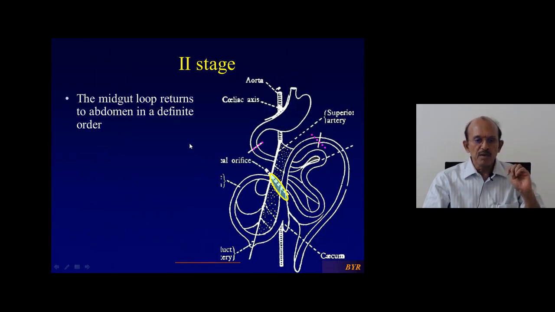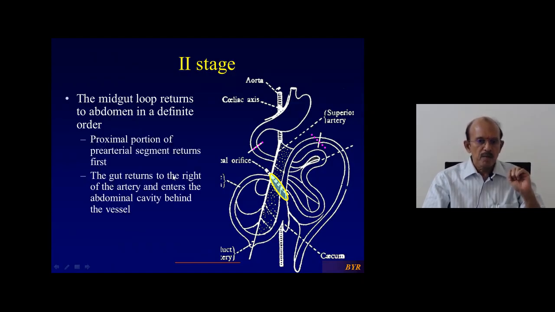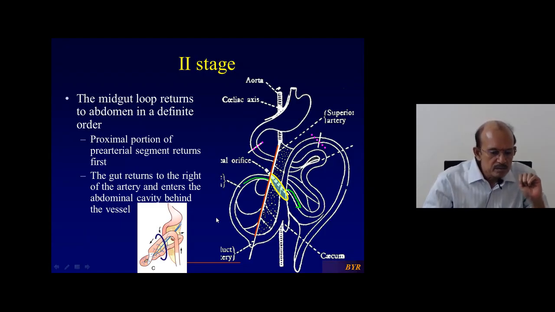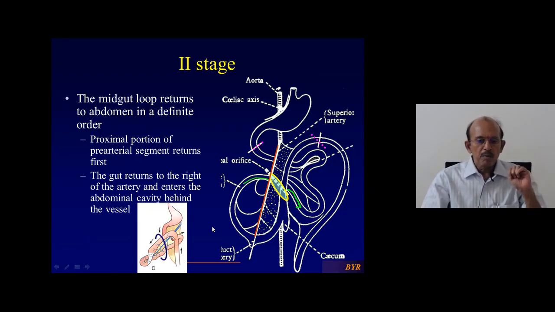The midgut loop returns to the abdomen in a definite manner. The proximal portion of the pre-arterial segment returns first. The gut returns to the right of the artery and enters the abdominal cavity behind the vessel. Now by this time, the peritoneum has not developed. That is why there is no question of peritoneum and retroperitoneal structures here. Later, the peritoneum is developed. After the rotation has completed, that means after the bowel returns inside the peritoneal cavity, the peritoneal membrane starts developing.